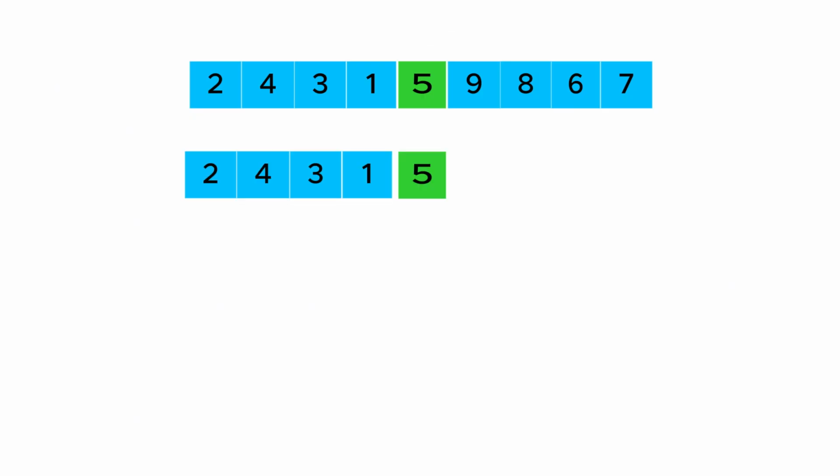Let's continue with the left side. Again, we choose the last element as the pivot, so 1 is the pivot this time. Then i is at one position before the first element and j is at the first element. We check if 2 is less than 1. Since it's not, we just move j forward.